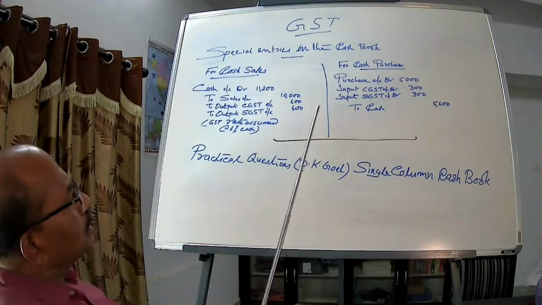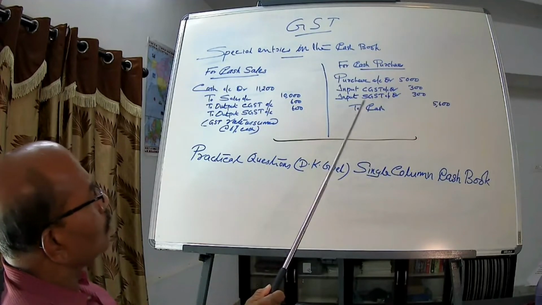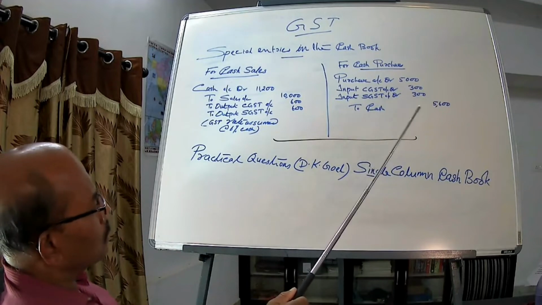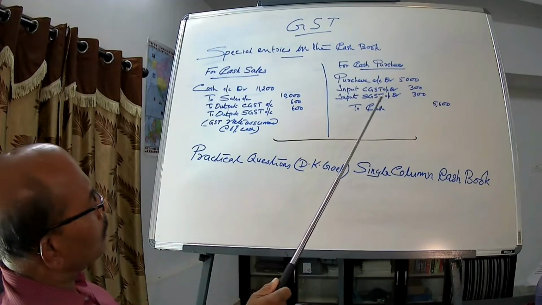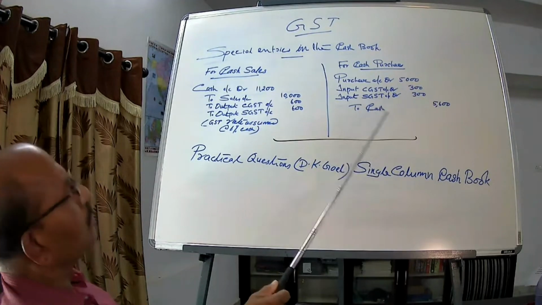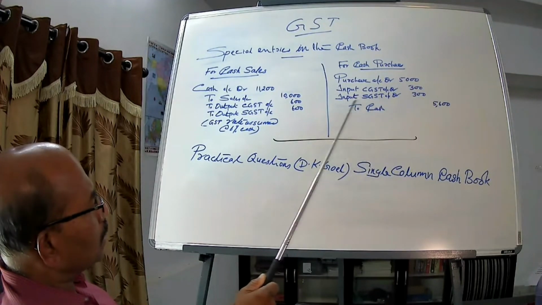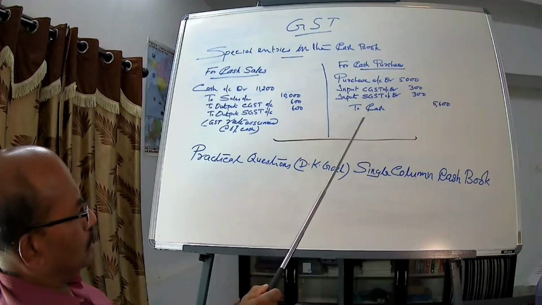Similarly, for cash purchase, this is a cash purchase. For that, they paid 5,600 total. Basic purchase value is 5,000, and GST split into CGST as well as SGST 300 each. That is input CGST 300, input SGST 300. This way you account it.